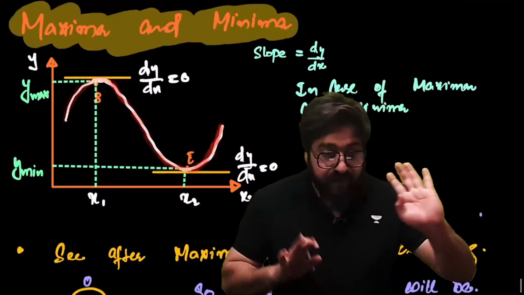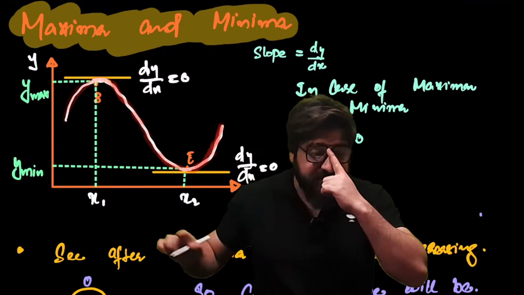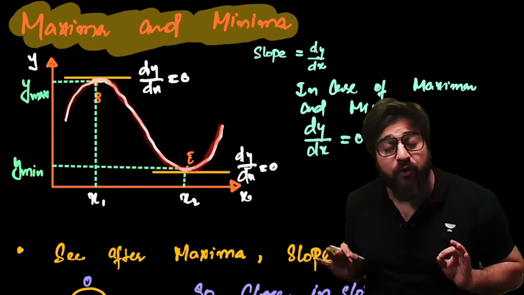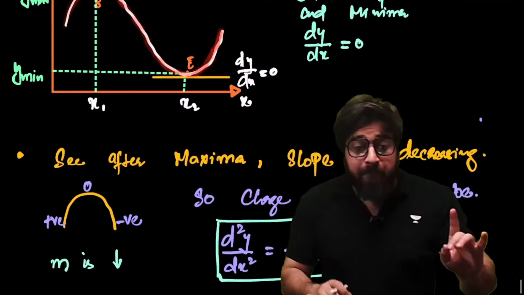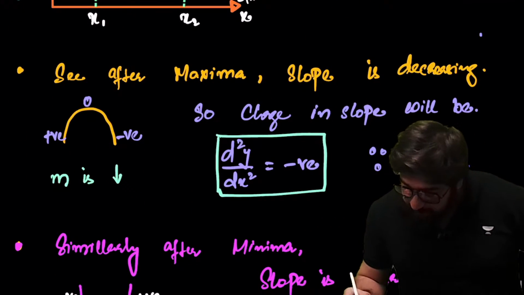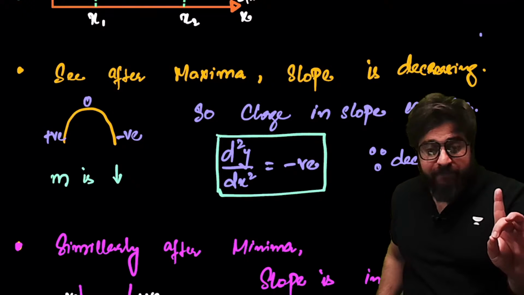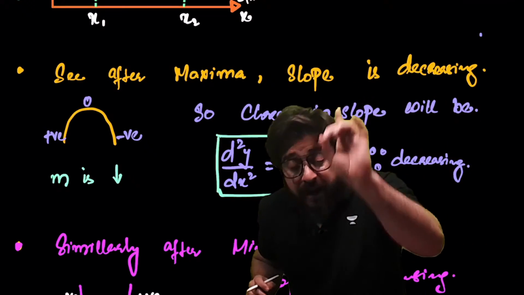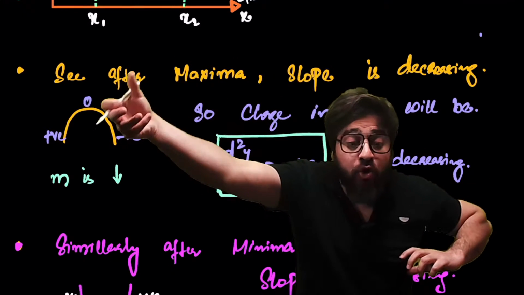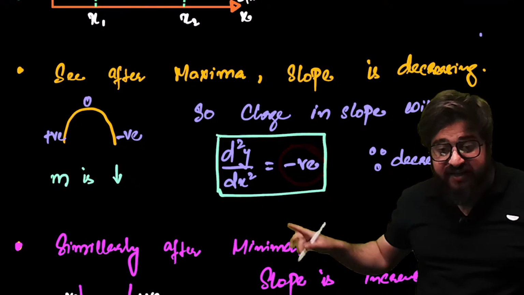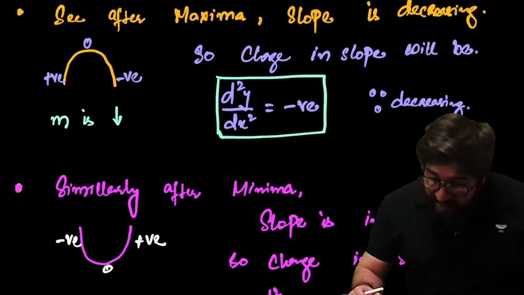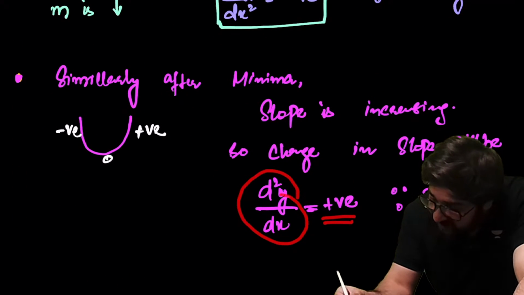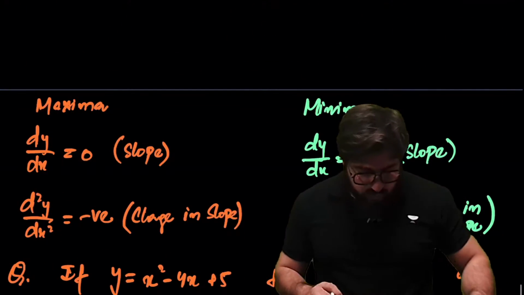My dear friends, directly remember: at maxima and minima, dy by dx is equal to 0. Now, particularly when it comes to the maxima, d2y by dx2, the double differentiation or double slope, if that is negative, then it is called maxima. And in case of minima, d2y by dx2 is positive.